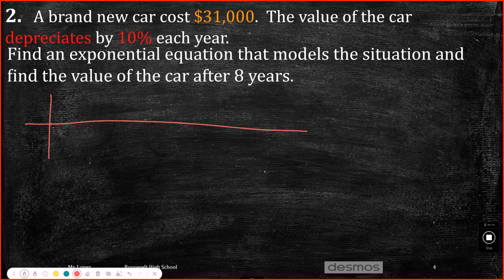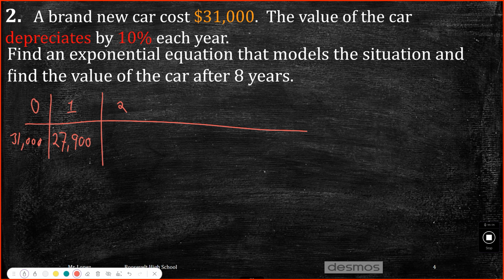So to begin with, this is 0. To begin with is 31,000. And then after 1 year, take off 10% of that. So 10% is 0.1 of 31,000. 0.1 times 31,000. So it's going to lose 3,100 already. So it's going to be 31,000 minus 3,100. This is a dumb way of doing it. So the value of it is 27,900.